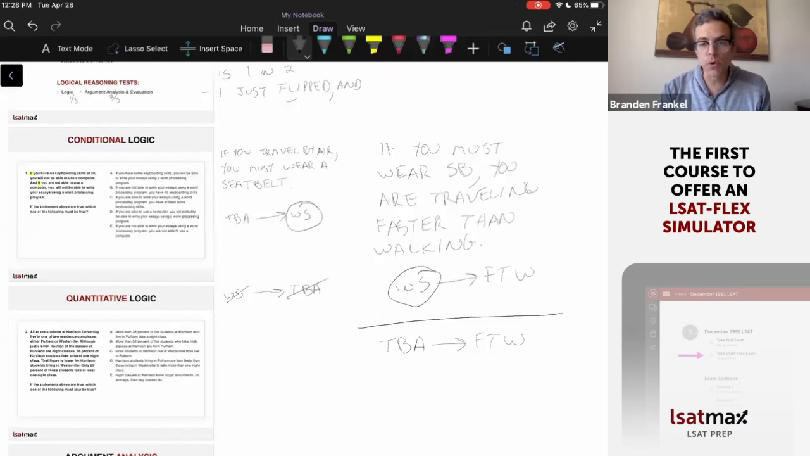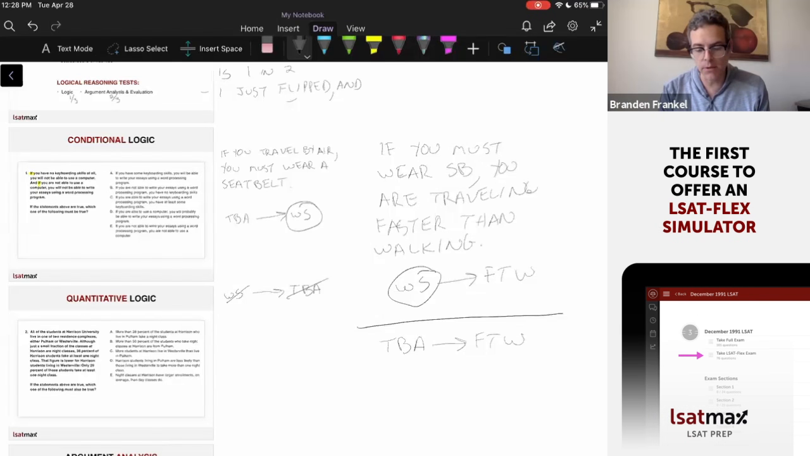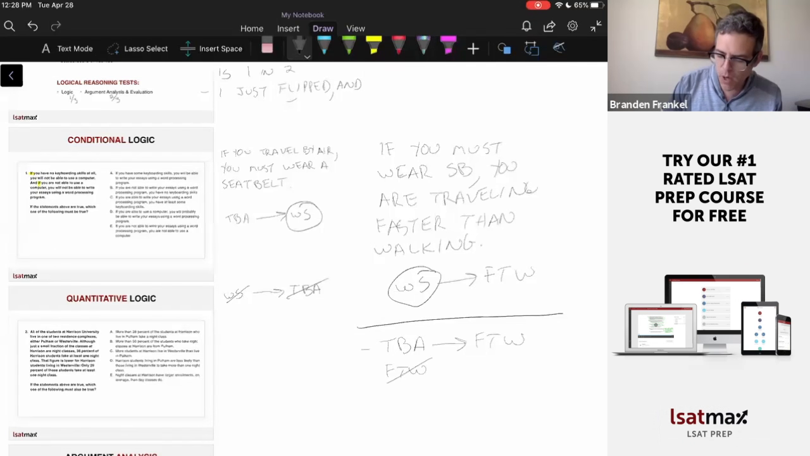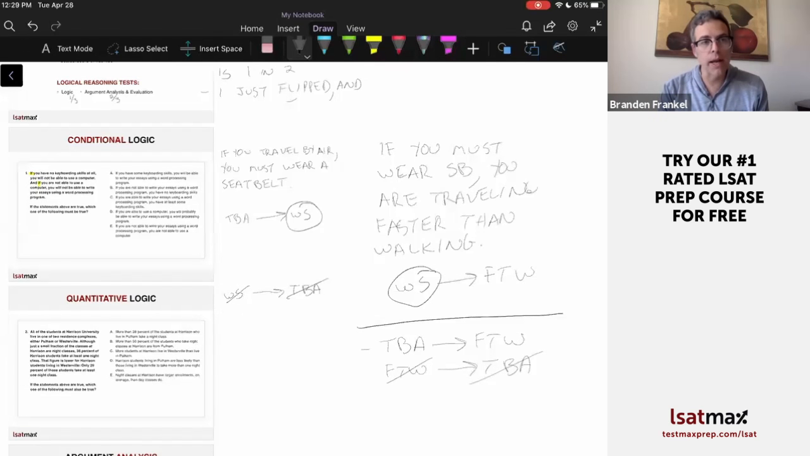The right answer choice to a question with these two statements in the stimulus would either be this thing that we just came to, if you're traveling by air, then you're faster than walking, or its contrapositive. If you are not traveling faster than walking, you are not traveling by air. The right answer choice to a must be true question with these statements in the stimulus could only be one of those two things and nothing else. So this is all of the tools that you need to address this question.